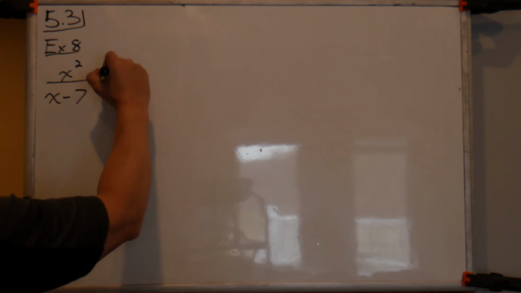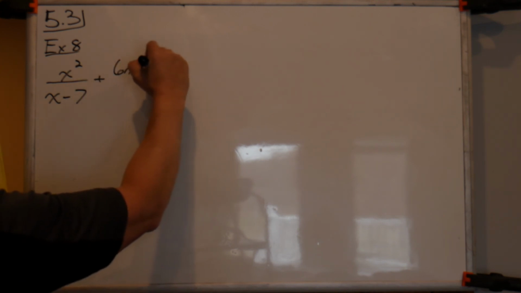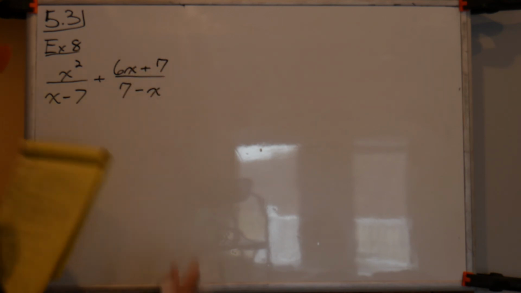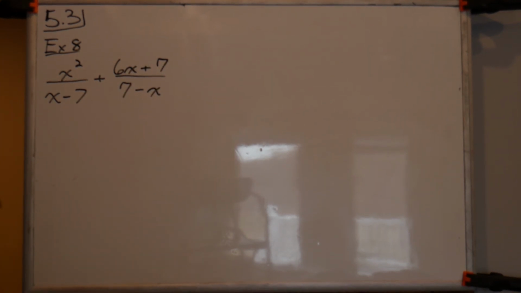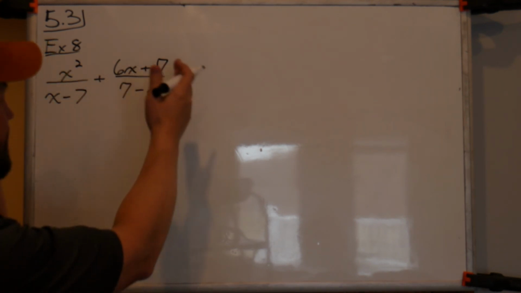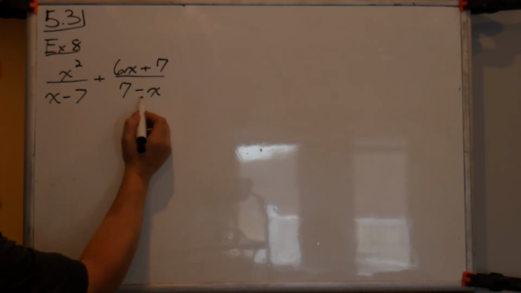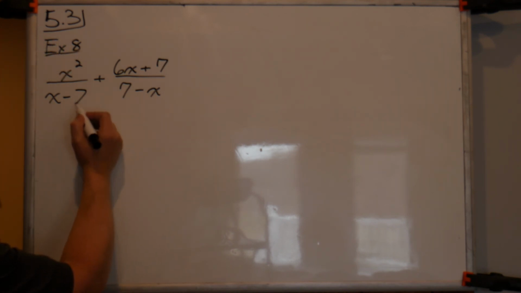X squared, x minus 7 plus 6x. You'll see this is a quick one. Over 7 minus x. In some cases, they're trying to trick you. 7 minus x, x minus 7, I can't factor anything out. I'm done as far as factoring. But what I see is a positive x here, a negative x here. A negative 7 here, a positive 7.